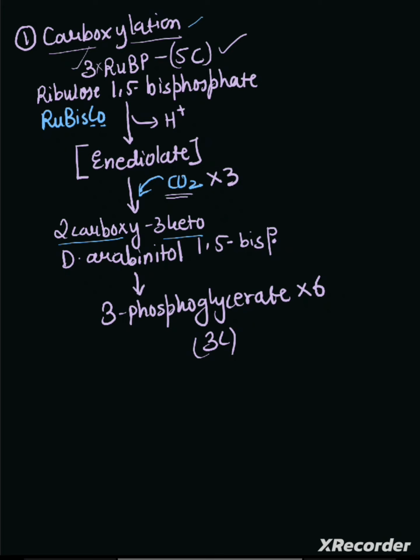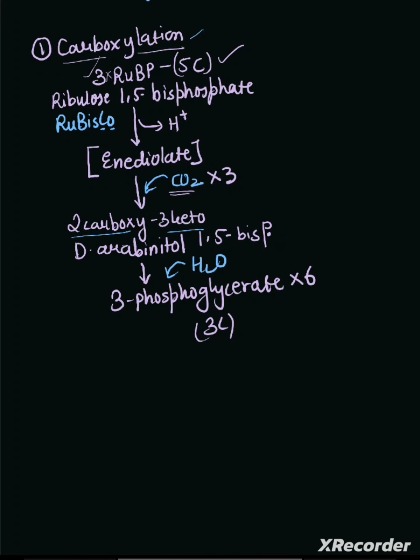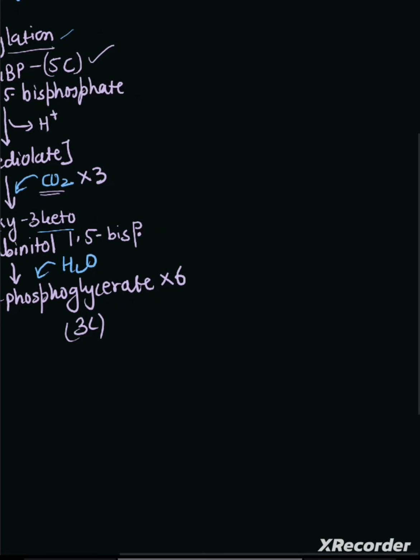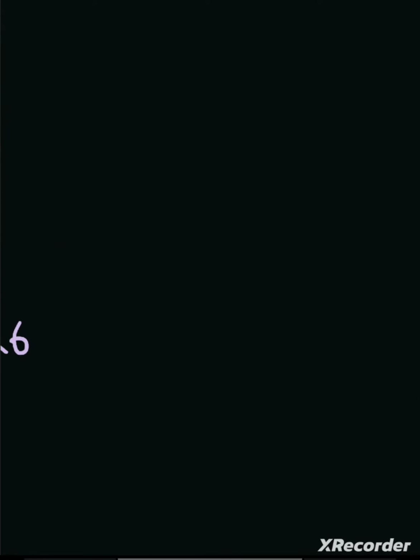Then the intermediate will be converted to 2-carboxy-3-keto-D-arabinitol 1,5-bisphosphate by the addition of 3 molecules of carbon dioxide. And from there, you add water to get your 3-phosphoglycerate, such that we will get 6 molecules of 3-phosphoglycerate. Now, I would like to show you something about the Rubisco enzyme as well on the side. Okay, so let's begin.